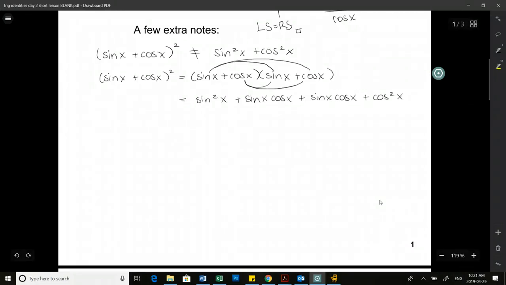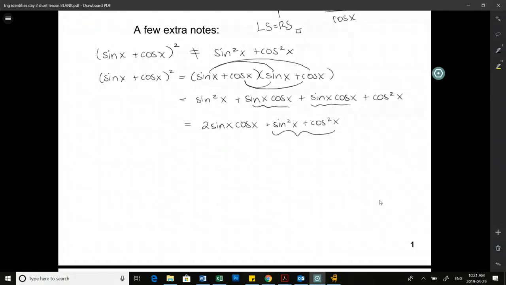Okay, simplifying out here a little bit, you have 2 sine x cos x's. And you will also notice here that if I rearrange a little bit, I think you have to do this in a couple of your questions on your worksheet. What is this equal to? This equals 1. This is a Pythagorean identity.